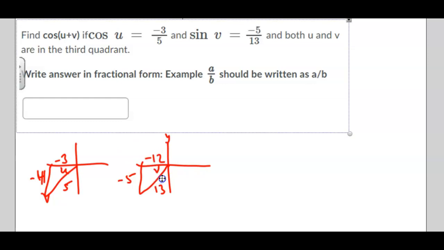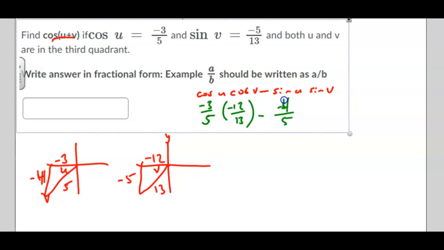All right, so what are we looking for? Cosine of u plus v. So we're going to do cosine of u cosine of v minus sine u sine v. Cosine of u is negative 3 over 5. Cosine v is negative 12 over 13. Sine of u is going to be negative 4 over 5. And sine of v is negative 5 over 13. So a negative times a negative is a positive, so that's going to be 36 over 65. And again, negative is a positive, but there's a minus sign here, so that positive becomes a negative.